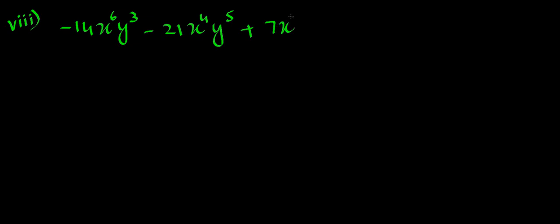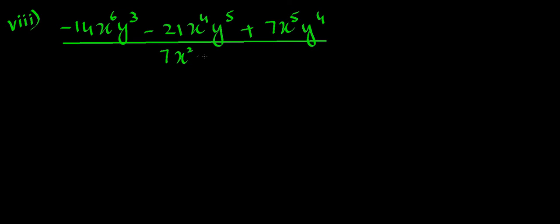Moving ahead to the next sub question, which is sub question 8. It says minus 14x raised to 6 y raised to 3 minus 21x raised to 4 y raised to 5 plus 7x raised to 5 y raised to 4, the whole divided by 7x square y square.